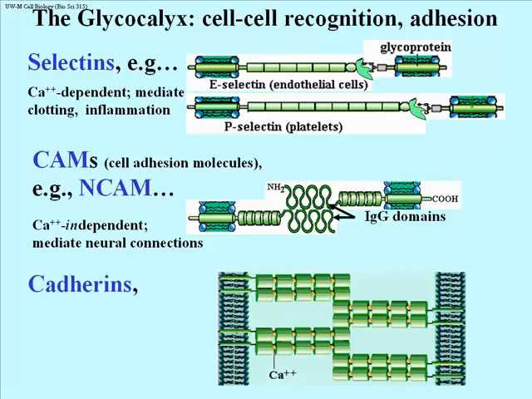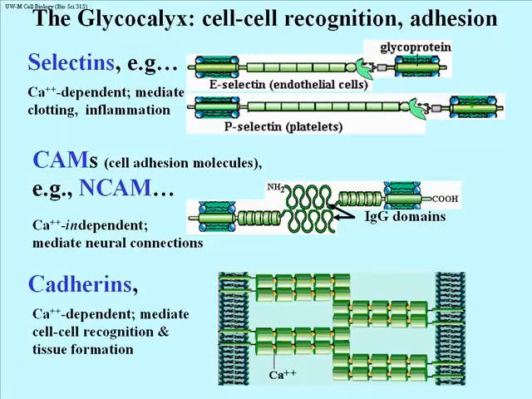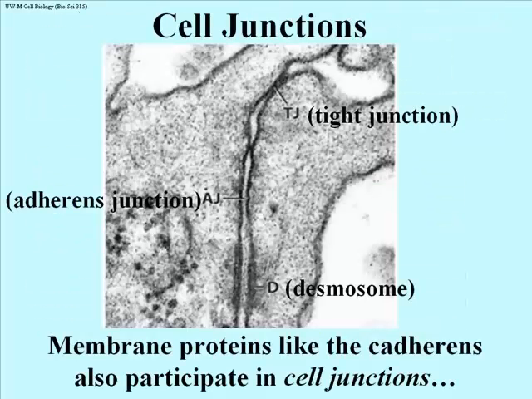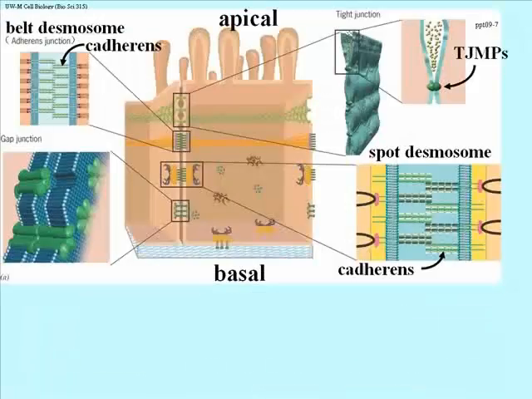And the last category of molecules I want to talk about briefly are cadherins. They're called cadherins because they involve cell-cell recognition and adhesion. And the C stands for the fact that these are calcium dependent again. And they mediate cell-cell recognition and tissue formation, much like the other ones on this slide. We'll look at the role of cadherins in cell junctions. There are tight junctions, adherence junctions, which we'll talk about by another name in a moment, and desmosomes. Membrane proteins participate in these cell junctions, and you'll see in a moment that cadherins play a major role.